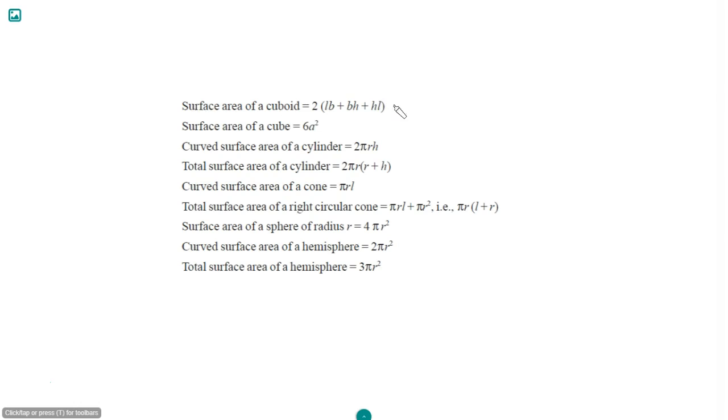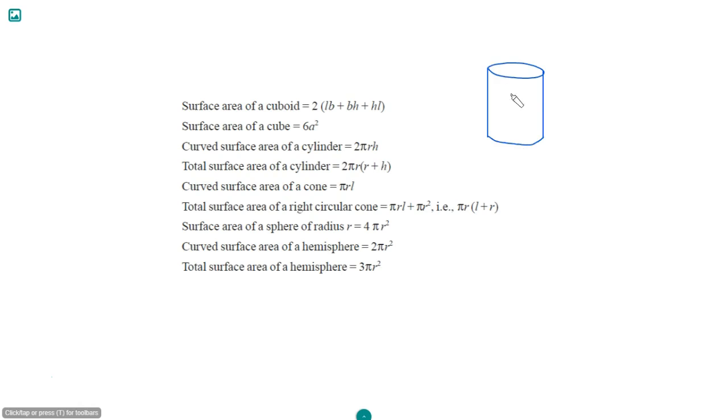Surface area of a cuboid is 2 times (lb + bh + hl). Surface area of a cube is 6a squared. Curved surface area of a cylinder is 2πrh. Total surface area of a cylinder is 2πr(r + h).